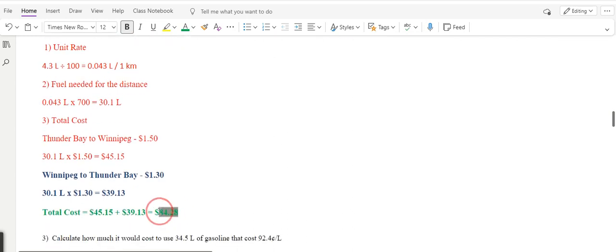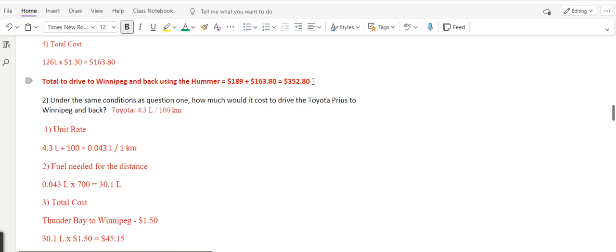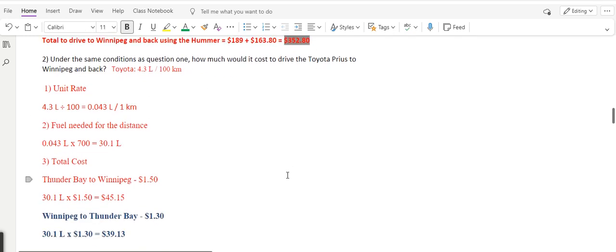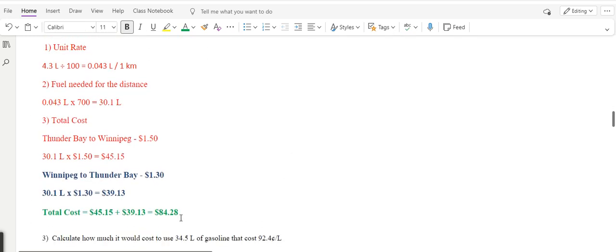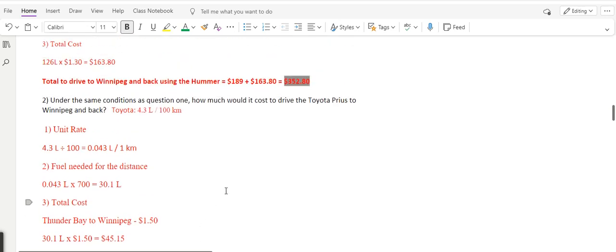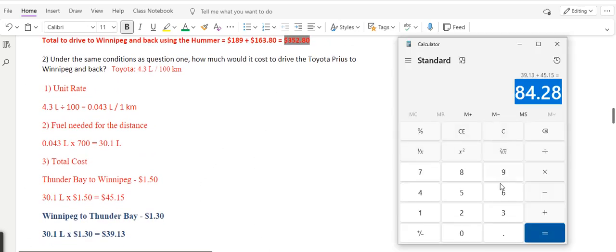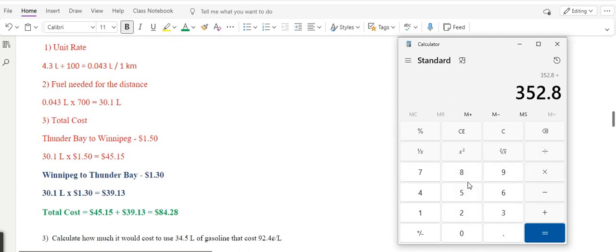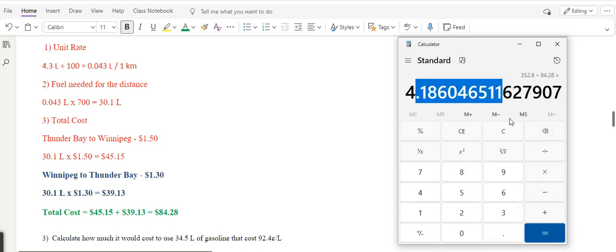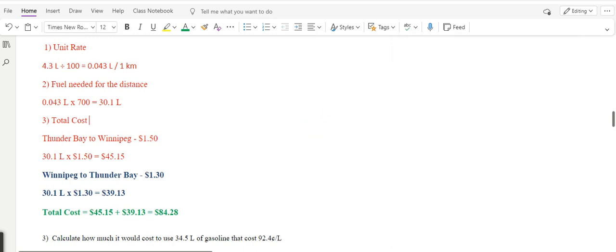And you might be saying, well, how does this compare to the Hummer? Well, the Hummer costs $352, and the Toyota Prius costs $184. So if you were to take 352.8 divided by 84.28, it costs about 4 times as much to take the Hummer as the Toyota Prius.